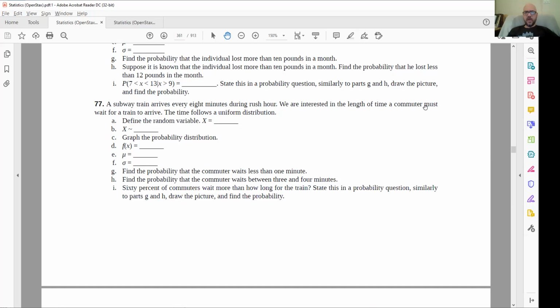We're interested in the length of time a commuter must wait for a train to arrive. The time follows a uniform distribution. You've got to watch out for phrases like this, right? It's really easy to kind of mentally check out as soon as you see this, or possibly the second sentence there. I don't know why it is, but it's quite easy.